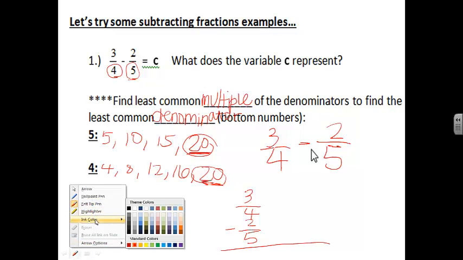So let me get the ink color. Let's do this in purple. Okay.